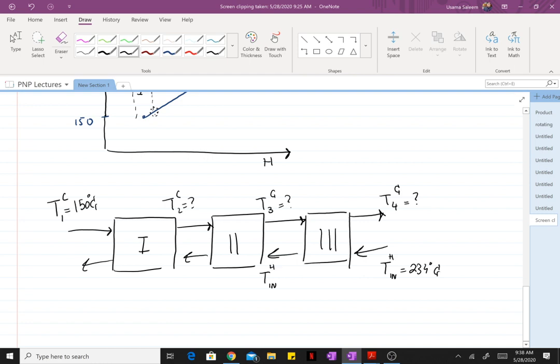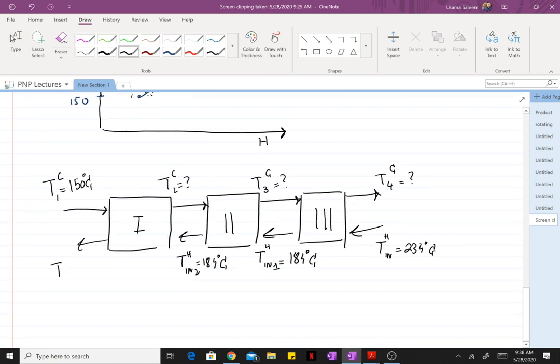I'm gonna call this, let's put 184 degrees Celsius, condenses at the same temperature, and finally exits at 174 degrees Celsius.